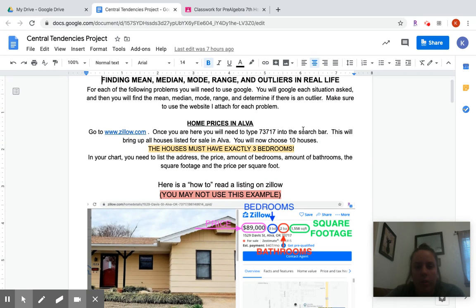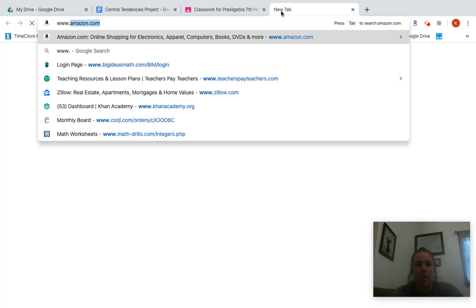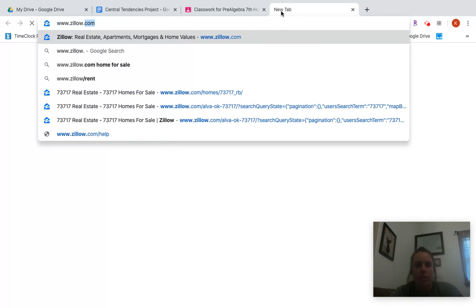If you look at the top, we're finding mean, median, mode, and range and outliers, and we're going to use some real life examples. So for each of the following problems, you're going to need to open your Google and use Google. So we're going to Google first Zillow.com. Okay, so we're going to go to www.zillow.com.